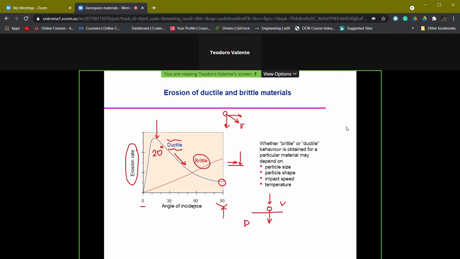So if we have a look at the angle of incidence and we would like to act on this parameter in order to reduce the erosion rate, if we have brittle materials, according to the angle of incidence, we just need to reduce the angle of incidence. If we have ductile materials, we can move towards low values of angle of incidence or also to very high values of angle of incidence. This can be accepted or not.